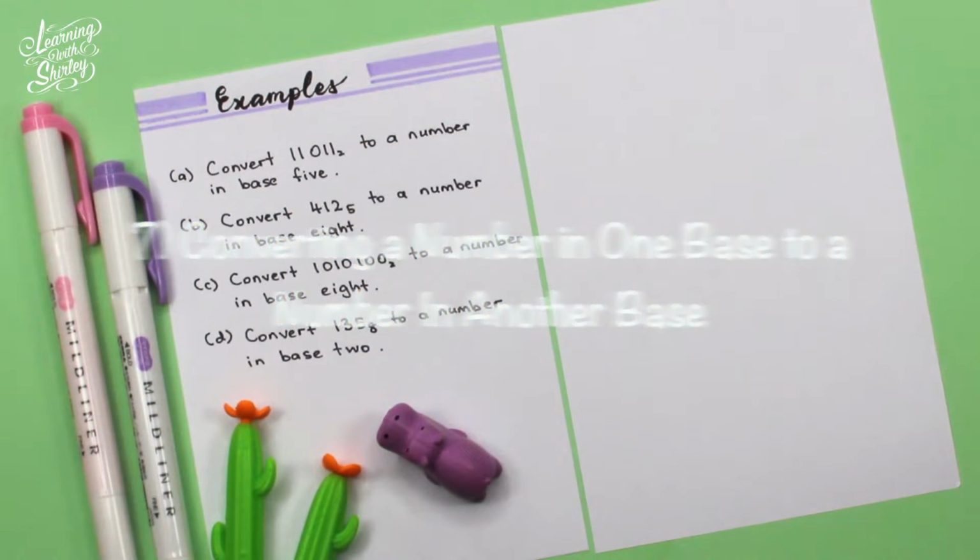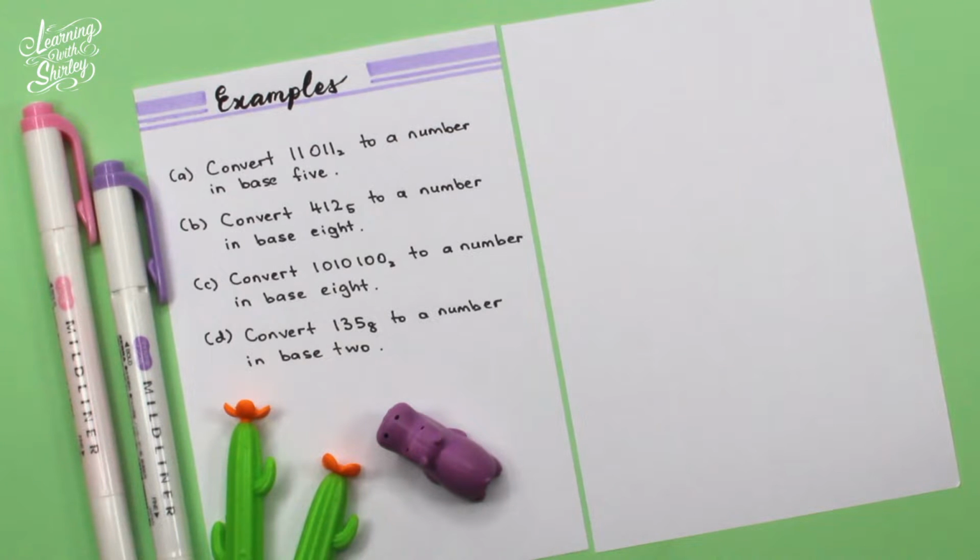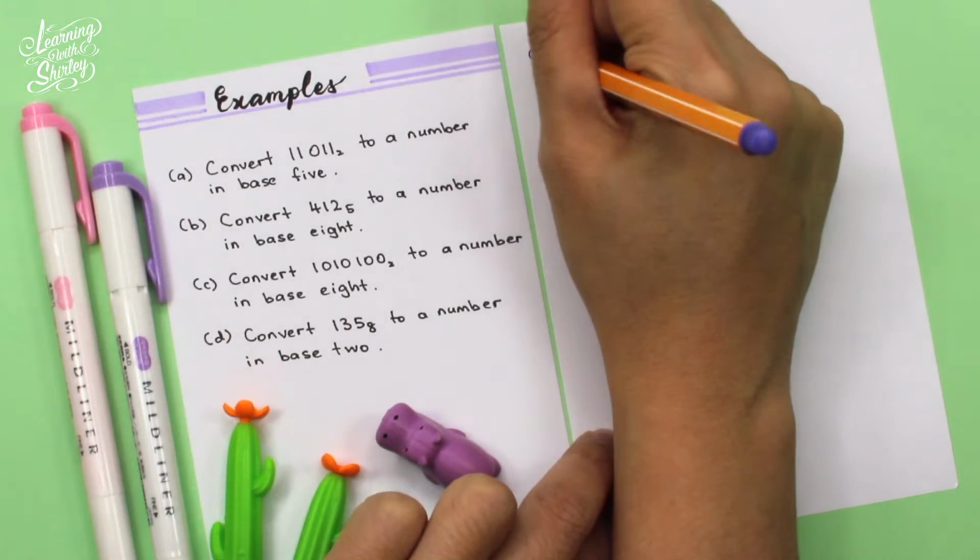How to convert a number in one base to a number in another base? So the questions that are normally asked in this chapter would be converting from base 2 to base 5, or base 5 to base 8, or base 2 to 8, or vice versa. Okay, so let's look at these examples. So A, convert 11011 to a number in base 5. So I'm going to solve A first.